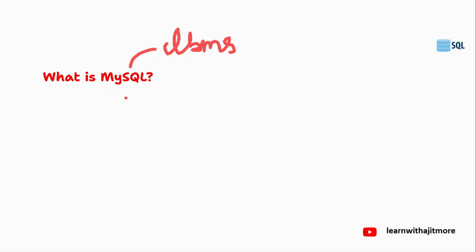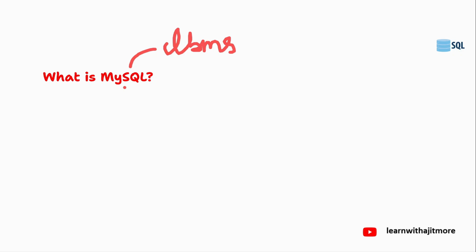Because one of the members, Michael Widenius, has a daughter named My. He dedicated it to her, and therefore whatever DBMS he made, he named it MySQL. So please remember, MySQL is a database management system, like Oracle, like SQL Server, like Postgres. Correct? All these different database management systems we have. Same way, MySQL is also the name of a relational database.